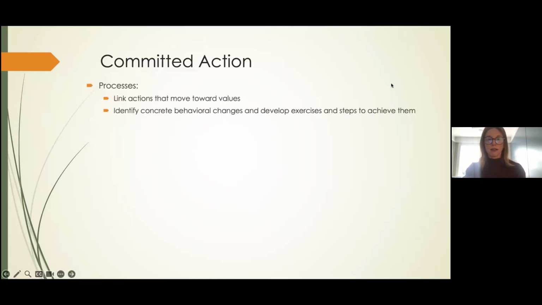The process for committed action is linking steps that move toward values. What are those concrete behavioral changes that we can put into exercises and very clear steps to achieve them? A way that I might introduce the relationship between values and committed action is a metaphor like, let's imagine we're going on a road trip and you're going east. You tell me you're going east, or I tell you I'm going east. Where is east? And someone might say, well, that's not a destination, that's a direction. That's right. So that's kind of like values.